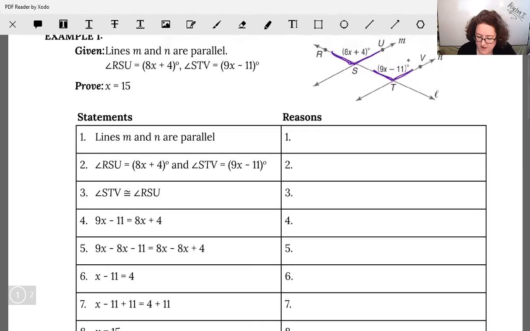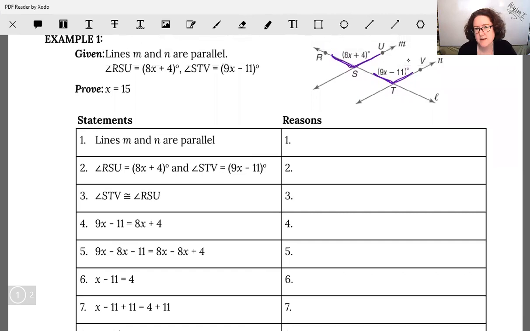And notice too, before I did anything, I actually highlighted my angles. So if you're given information on a proof, it's always a good idea to mark it up on your proof, mark your angles congruent that they give you, do something to organize your info. That's why you have a diagram in the first place.